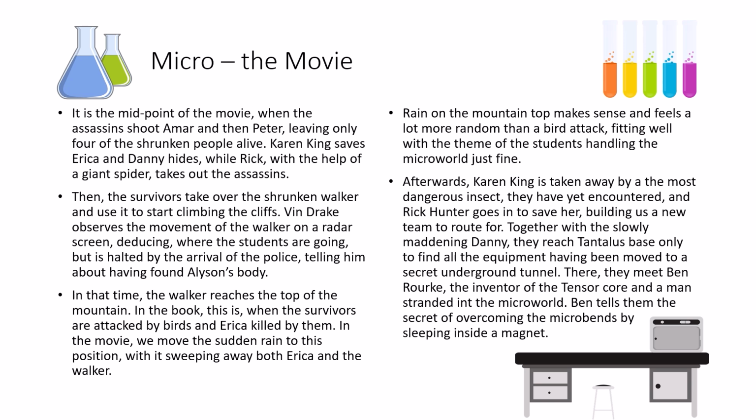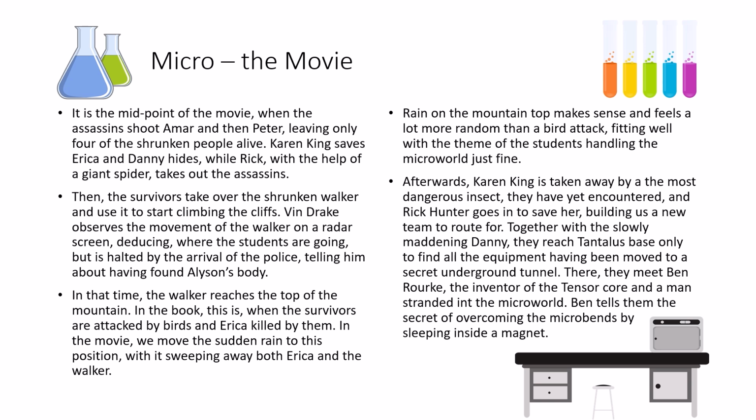In the book, this is when the survivors are attacked by birds and Erica killed by them. In the movie, we move the sudden rain to this position, with it sweeping away both Erica and the walker. Rain on the mountain top makes sense and feels a lot more random than a bird attack, fitting well with the theme of the students handling the micro-world just fine.